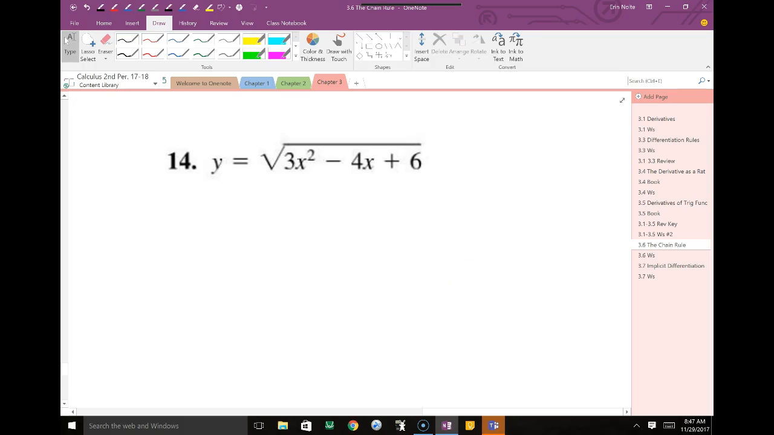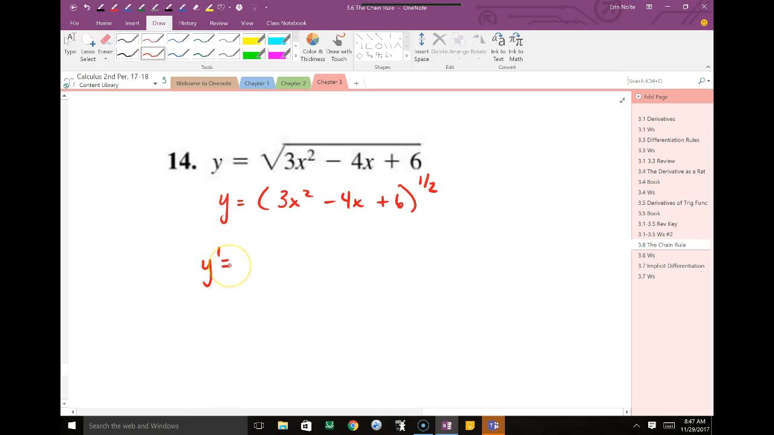Okay, now this one is written in radical form. So before I derive this, I'm going to rewrite it in exponential form. Parentheses to the half. Okay, so this is equivalent to 3x squared minus 4x plus 6 to the 1/2 power. Okay, so let's go ahead and derive it.